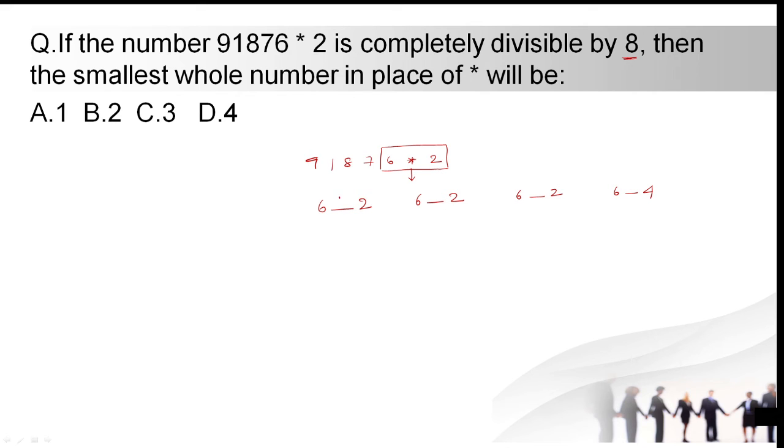First option, I'm substituting the first option and I'm going to divide this with 8. In the second option, I'm going to use a 2, and divide with 8. From the third option, 63 divided by 8. 64 divided by 8. Now comes the calculation.